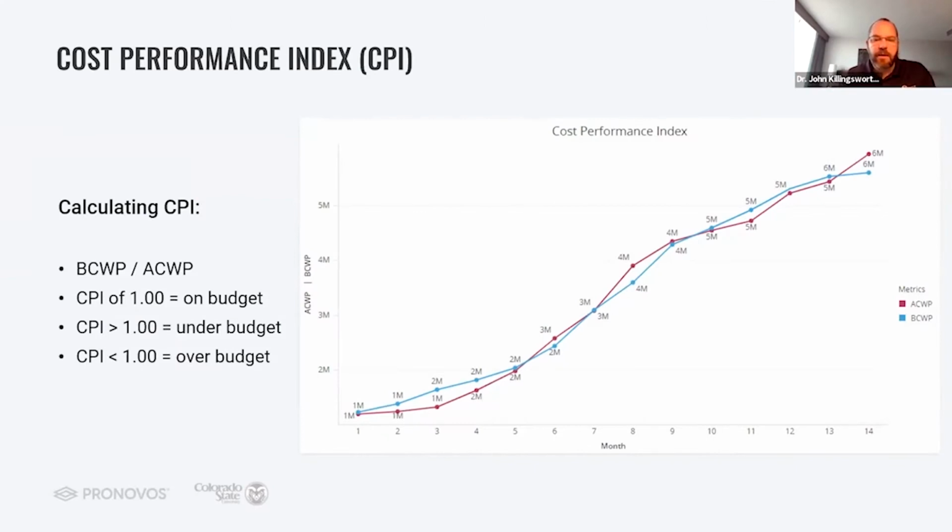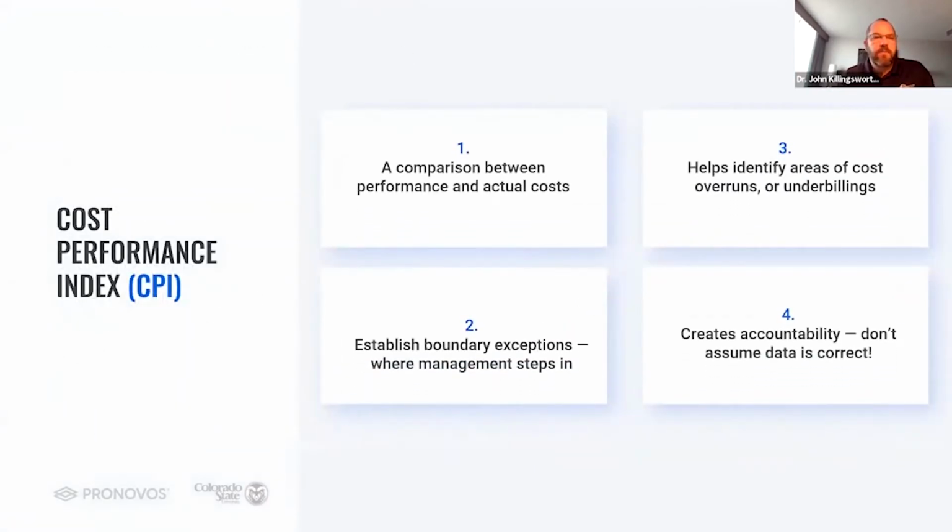All right, key takeaways for cost performance index, right? This, again, it's a comparison between our performance and our actual costs. It established, and again, we're going to establish those boundaries. What's acceptable? Where do we need to step in?